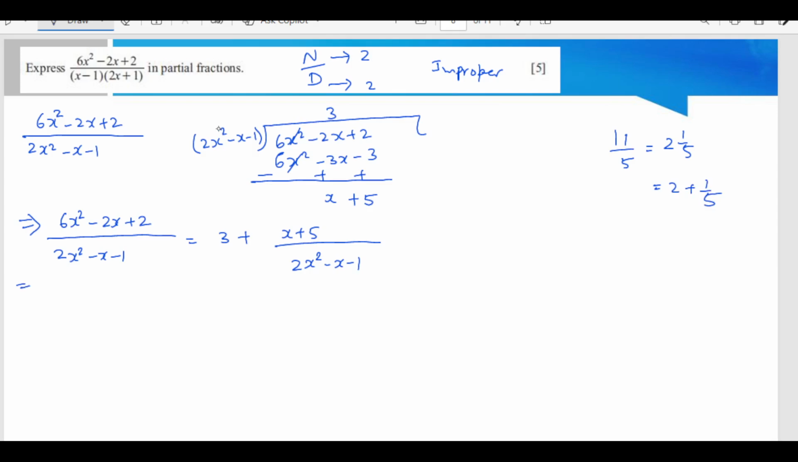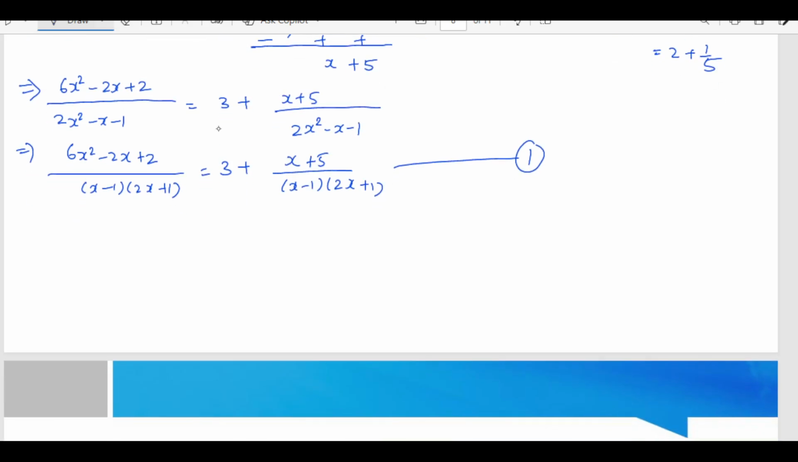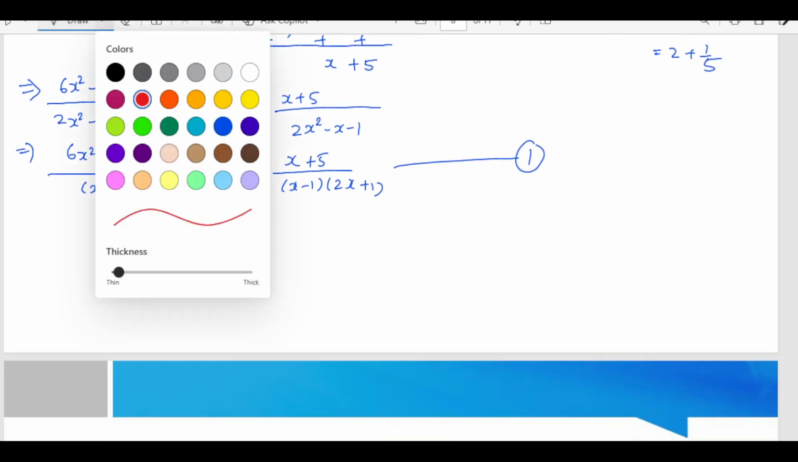So this is equivalent to the original form, and we have the factors x minus 1 and 2x plus 1. As we need the factors, here also we will write down the factors. We need the factors for using partial fractions, right? So this is what we got. Now let's solve this. We are going to solve this part only.